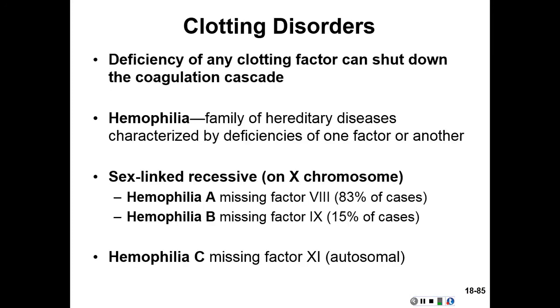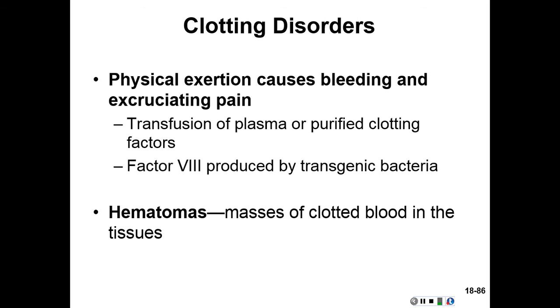Alright, clotting disorders, hemophilia. Hemophilia A is missing factor 8, 83% of the cases. B is factor 9, 15%, and C is factor 11, and autosomal. Alright, again, clotting disorders, treated by transfusion of plasma or purified clotting factors. Factor 8 can be produced by transgenic bacteria.